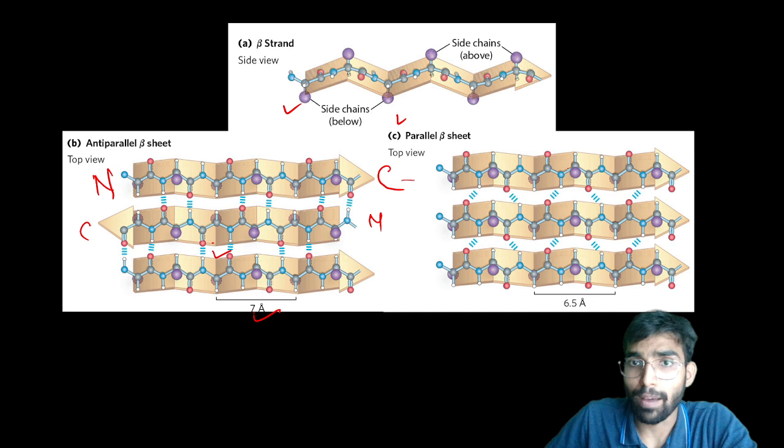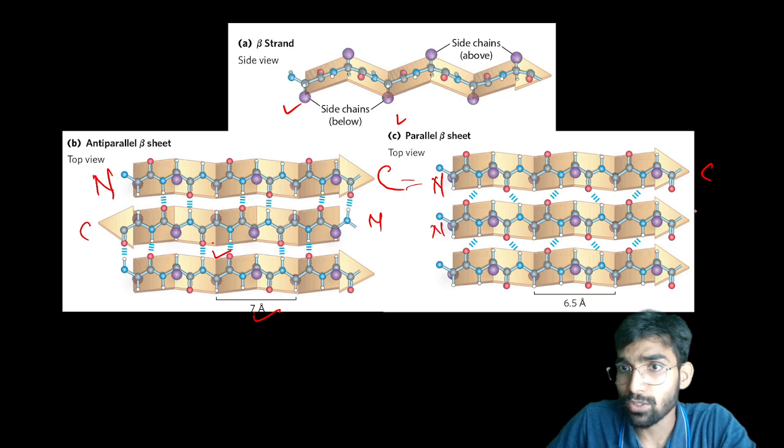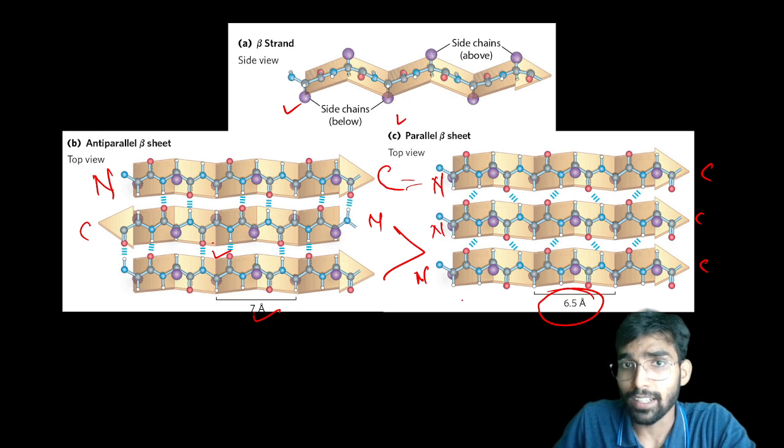In case of parallel, the hydrogen bond is not inline, and the orientation is from N to C and N to C, the same orientation, and the distance is 6.5 angstrom. It's quite shorter than the antiparallel. If you see the stability, the antiparallel sheet is quite more stable than the parallel sheet, because of the inline hydrogen bond formation.